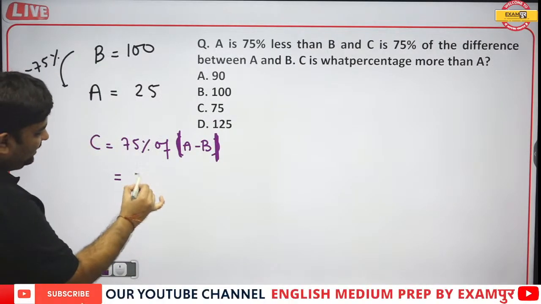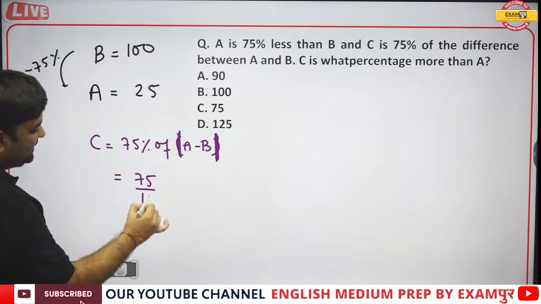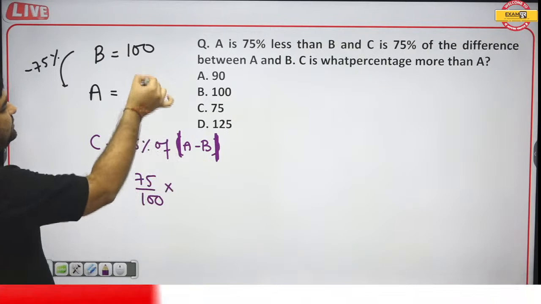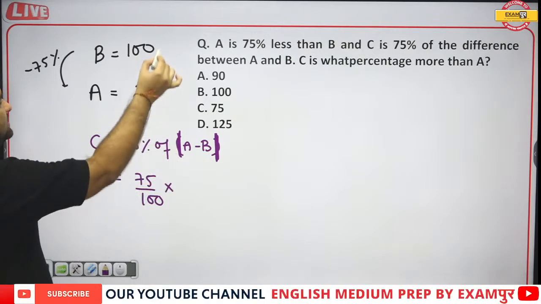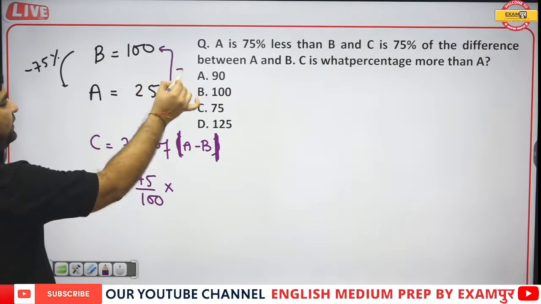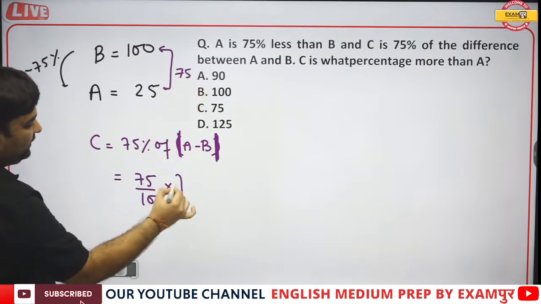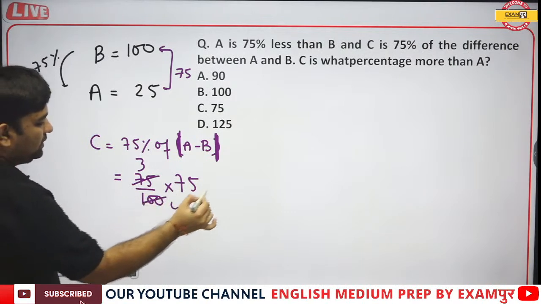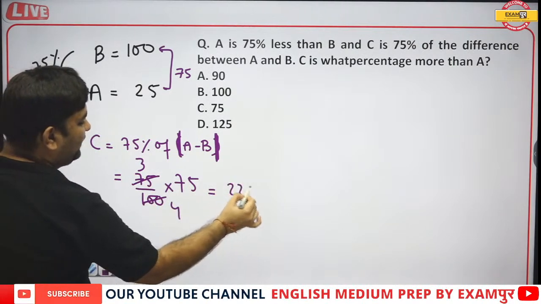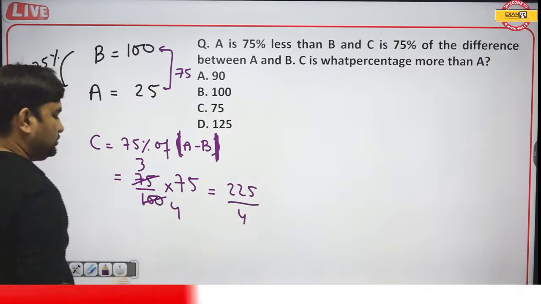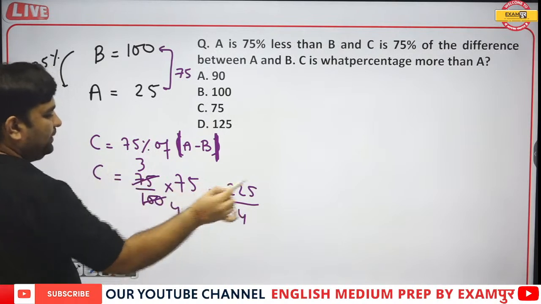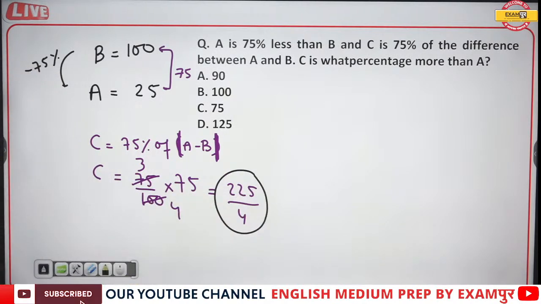75% means 75 by 100. 75 by 100 is basically 3 by 4, but I am writing it as it is for now. And the A minus B difference is also 75. So 75 by 100 of 75. Wow. It's 3 by 4, which becomes 225 by 4. So C is 225 by 4. And A is 25.